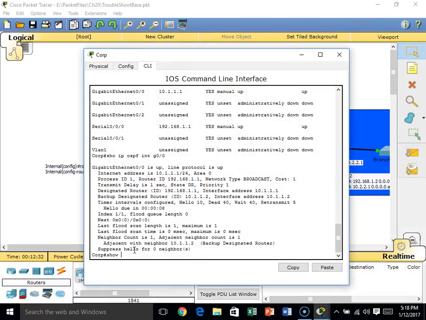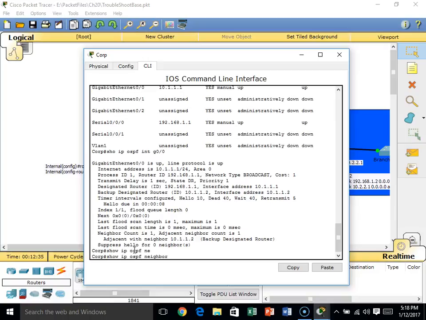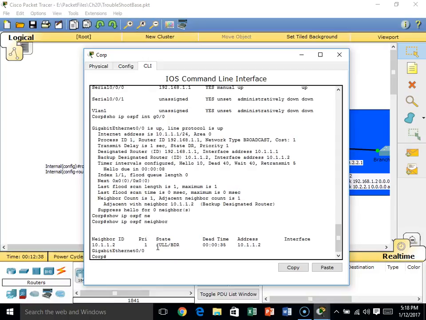So, show IP OSPF neighbor. We have one neighbor. We're in full, and that neighbor is the BDR. Its address is 10.1.1.2. Again, the one we're on is going to be the DR because its highest IP address was 192.168.1.1, and the other one is 10.1.1.2. 192.168 is higher than the 10.1 address. Let's see what he did. Anyway, we got the neighbors.